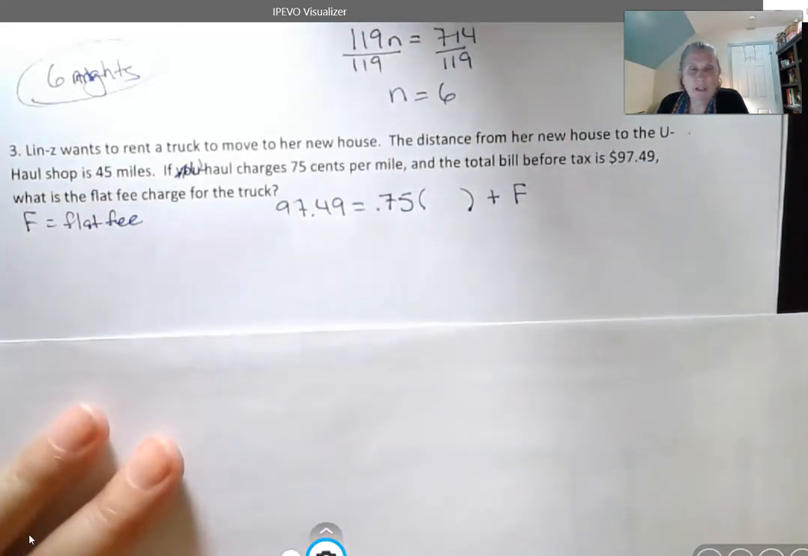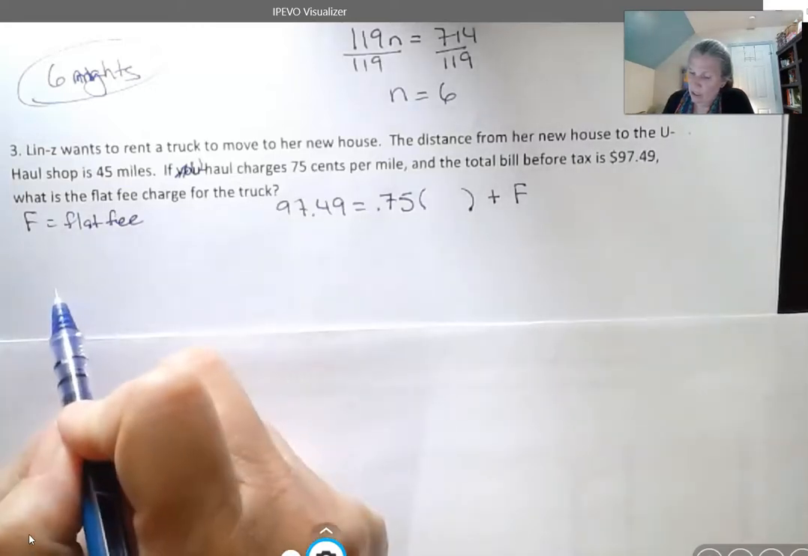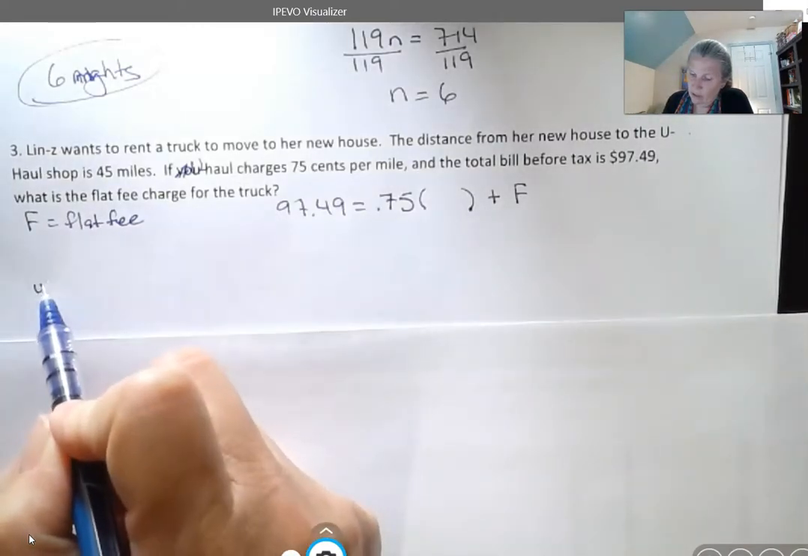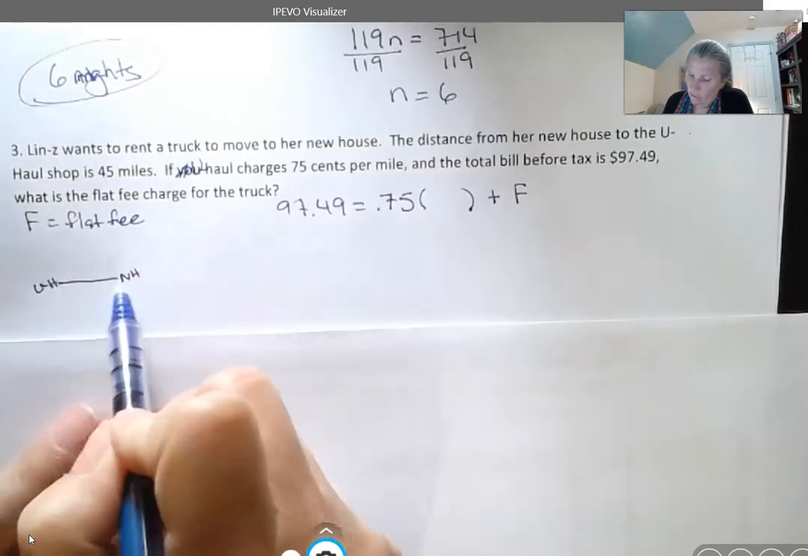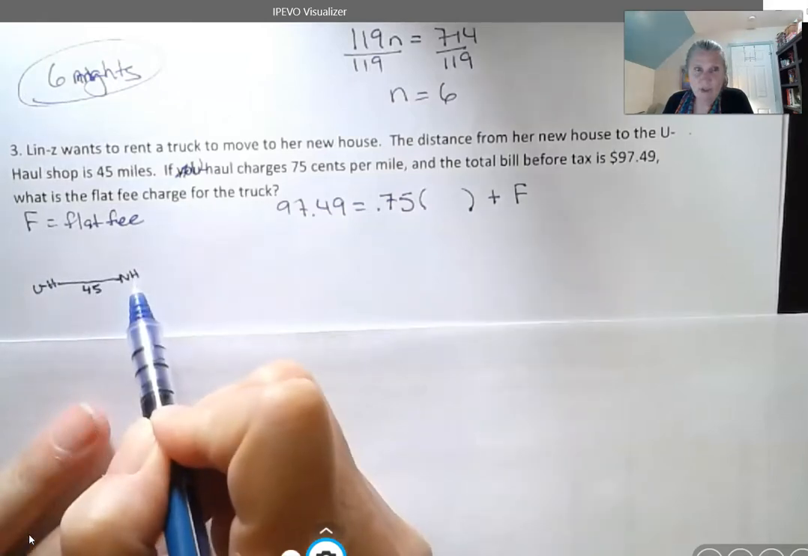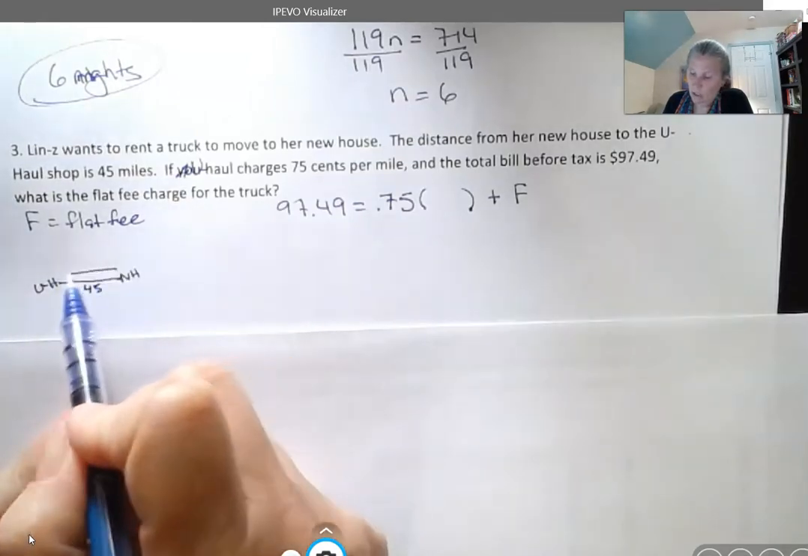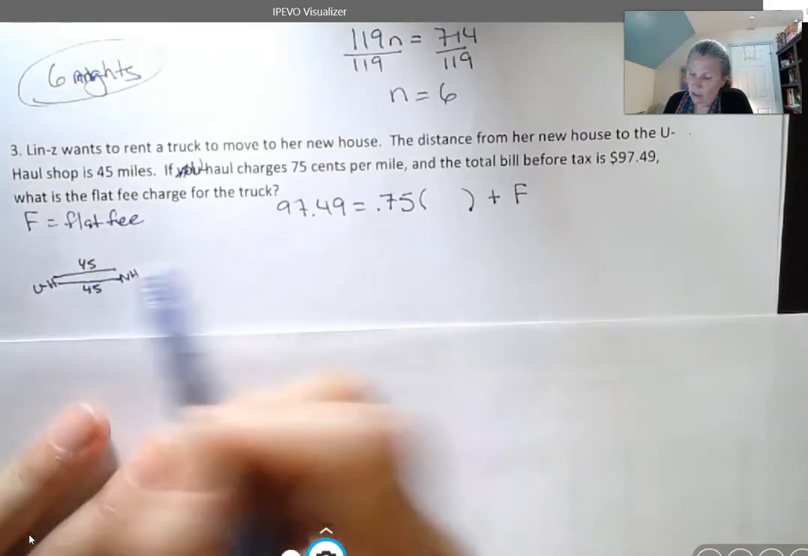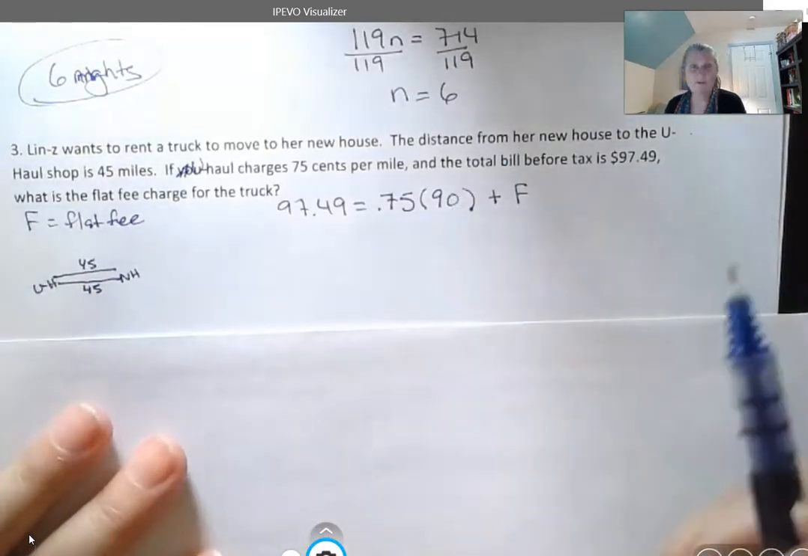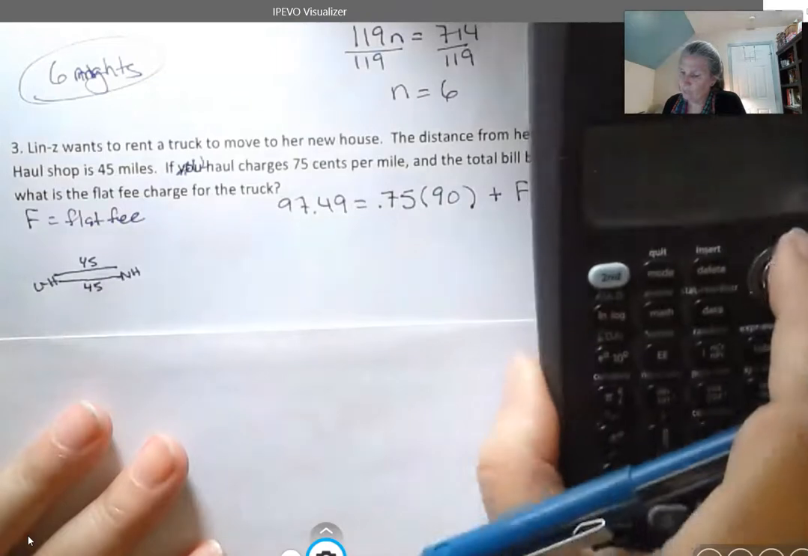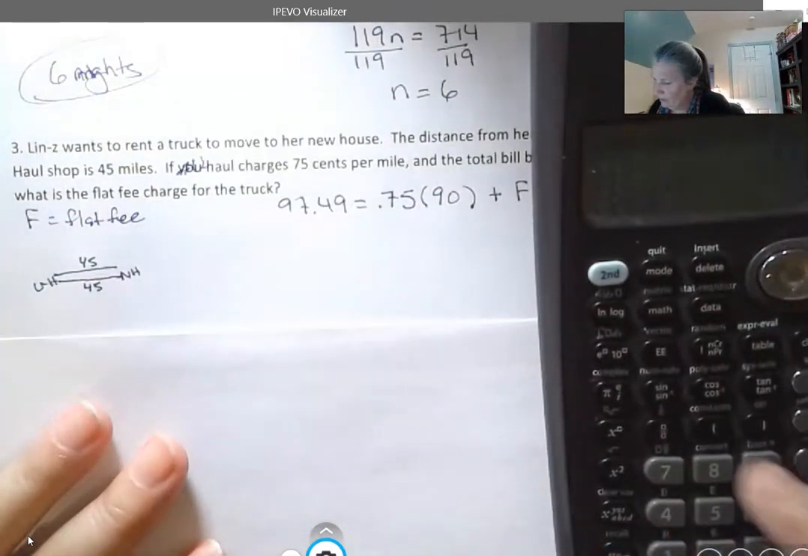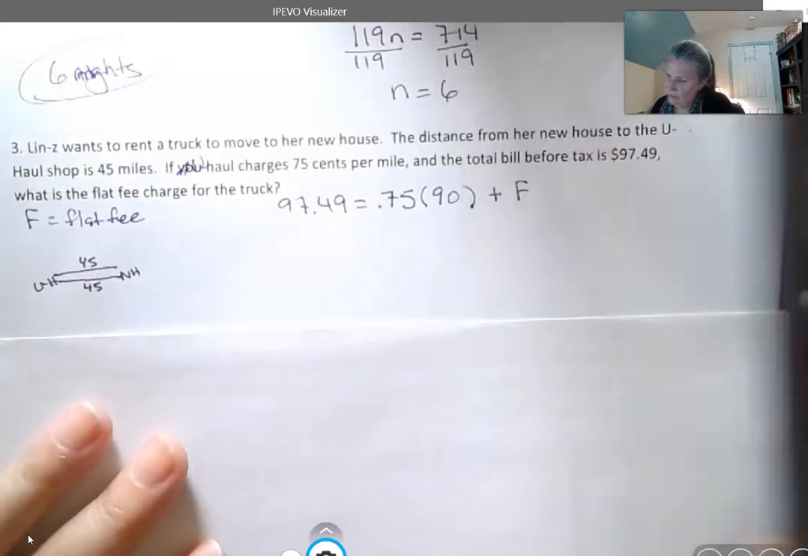But how many miles is she driving? So you have to also read carefully when you're reading a word problem and make sure you understand it. She's going to take a U-Haul truck to her new house. Let's say this is where the U-Haul is and this is where her new house is. She's going to drive there. That's 45 miles. Is she going to leave the U-Haul at her new house? No. She's got to drive that back, right? So she's going to actually drive 90 miles. So be careful that you don't just take the numbers as given in the problem and don't think it through a little bit. So what is 75 cents times 90? That is 67.50.